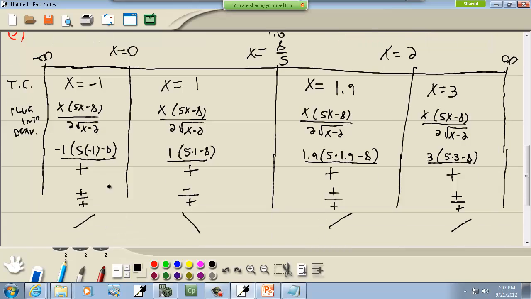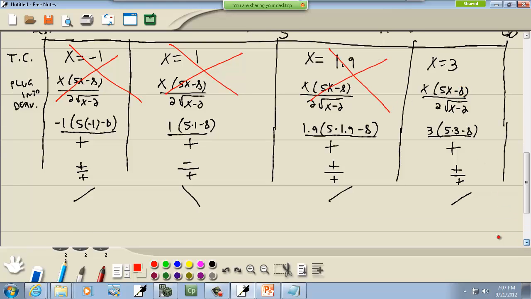X is greater than or equal to 2. That crosses this off, crosses this off, crosses this off, and the only one left is this one. So it actually becomes increasing from 2 to infinity. So even though it did a little weird thing here, we see that happen.